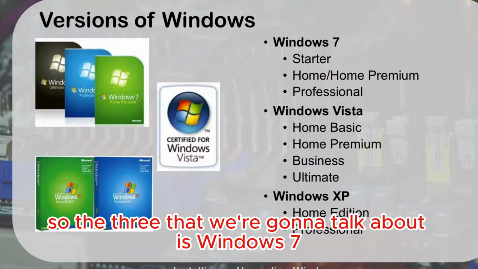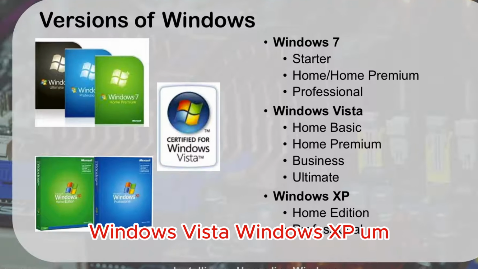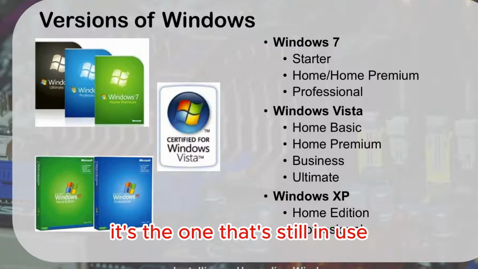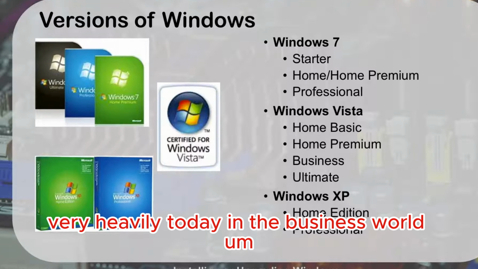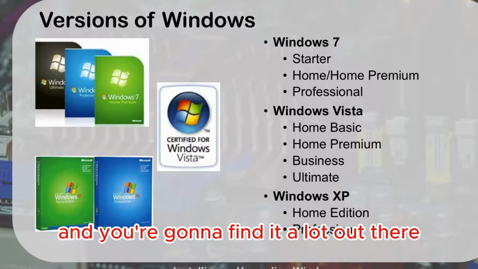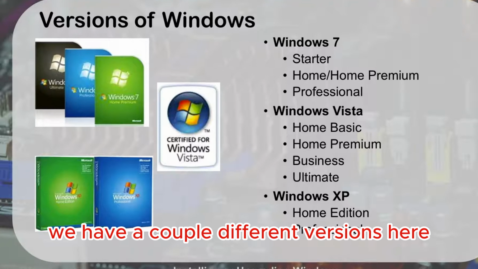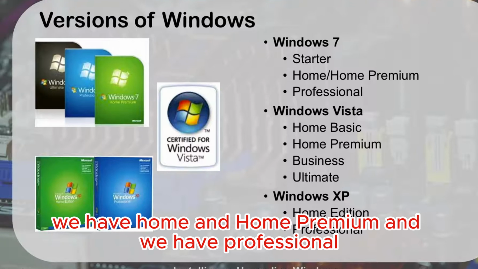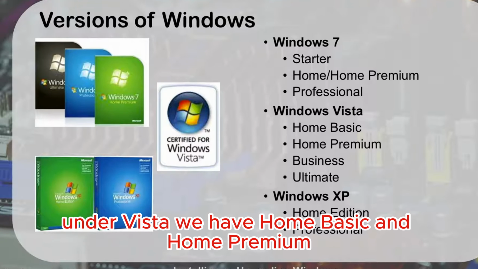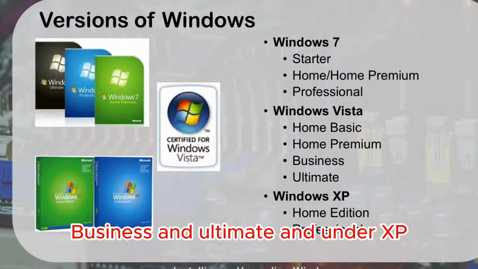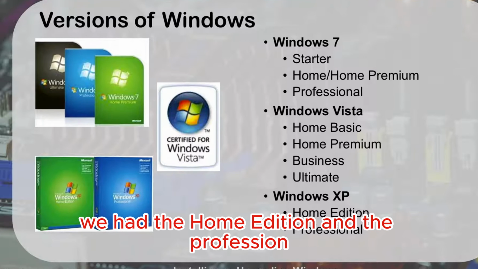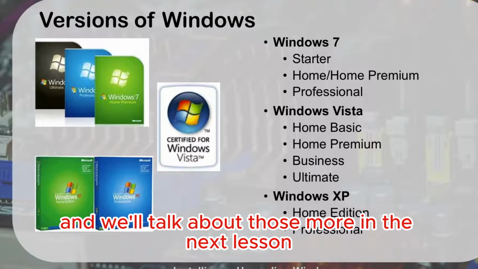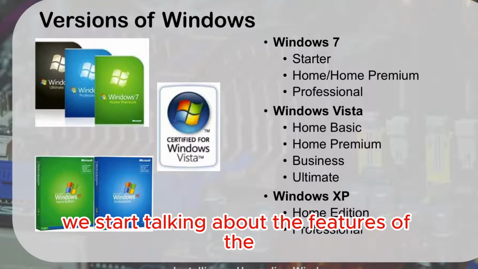The three that we're going to talk about are Windows 7, Windows Vista, and Windows XP. We're going to focus a lot on Windows 7 because it is the newer one. It's the one that's still in use very heavily today in the business world, and you're going to find it a lot out there. We have a couple different versions here. Under Windows 7 we have the Starter, Home and Home Premium, and Professional. Under Vista we have Home Basic and Home Premium, Business, and Ultimate. And under XP we have the Home Edition and the Professional. Again, each one has different features, and we'll talk about those more in the next lesson, when we start talking about the features of the different Windows versions.